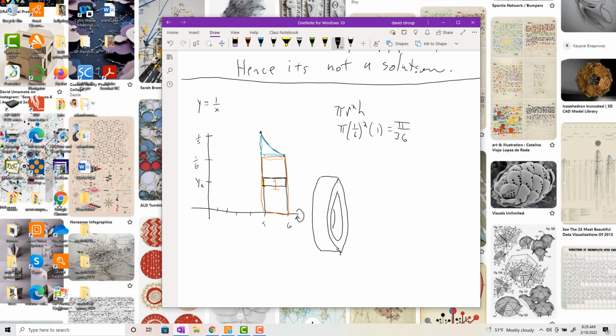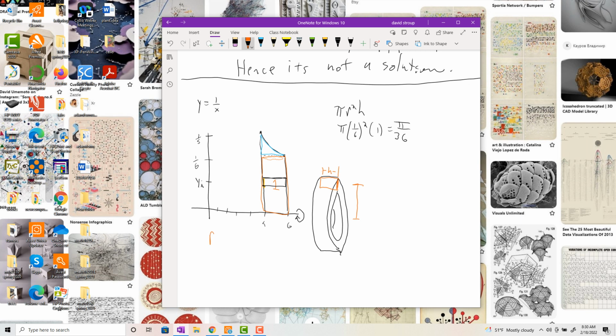Then what you're going to do is sum up a bunch of these things, and it would end up giving you this overall object. At this point, it's just a kind of smushed cylinder. Anyways, you need those two pieces of information. You need the height, and then you need the radius. And the radius is just going to be y.